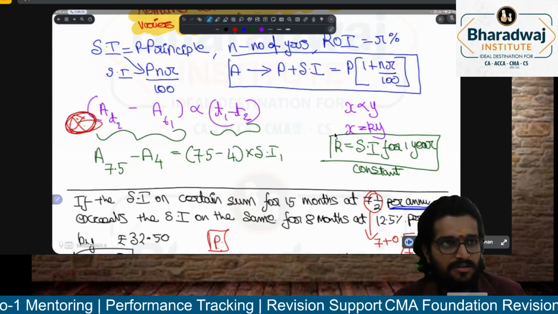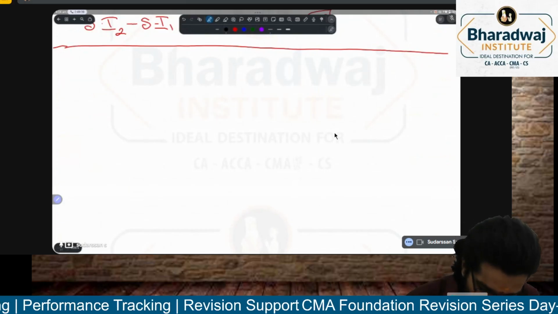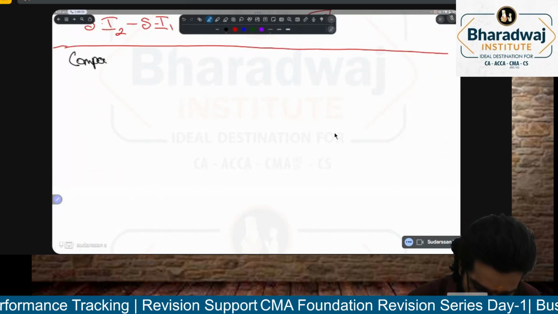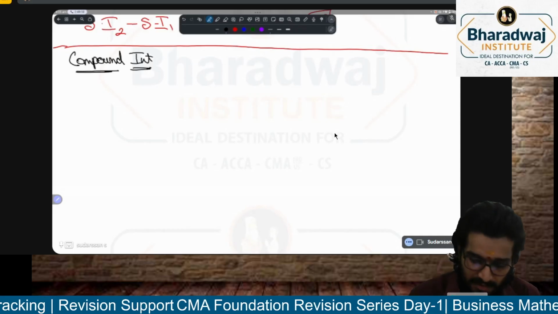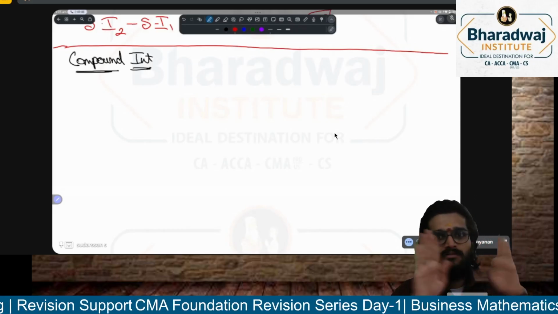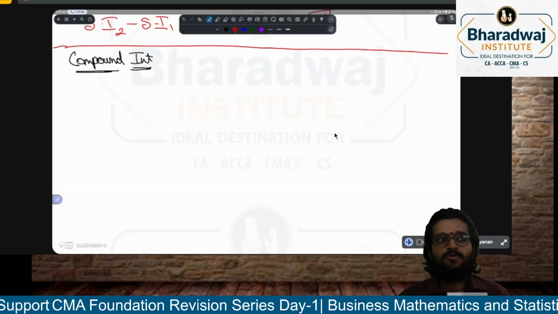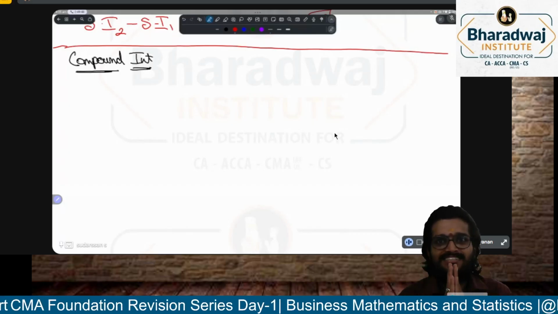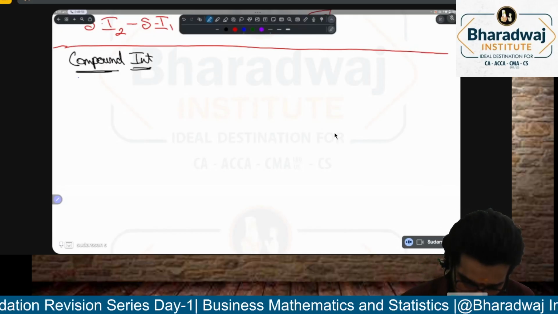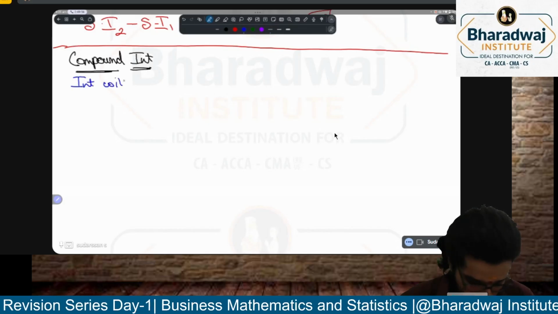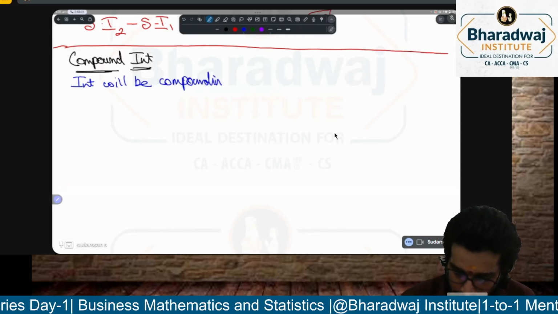Can I proceed towards compound interest? Can I? Now, compound interest. From the term itself, you will get to know what is meant by compound interest. What is simple interest? Interest is simple in nature. What is compound interest? Compound in nature. Interest will be compounding in nature. What is compounding in nature?